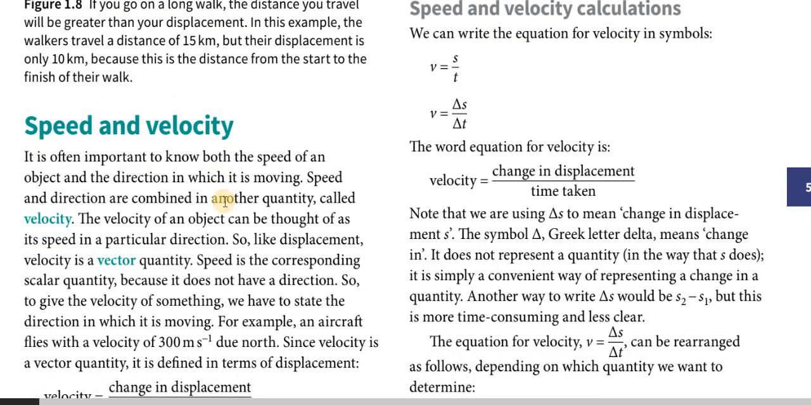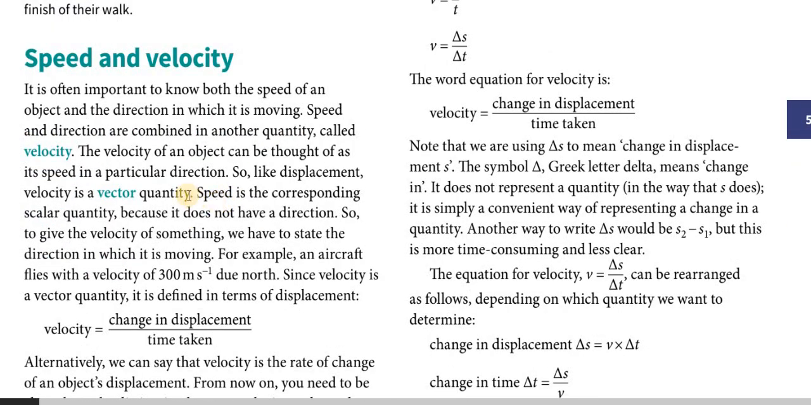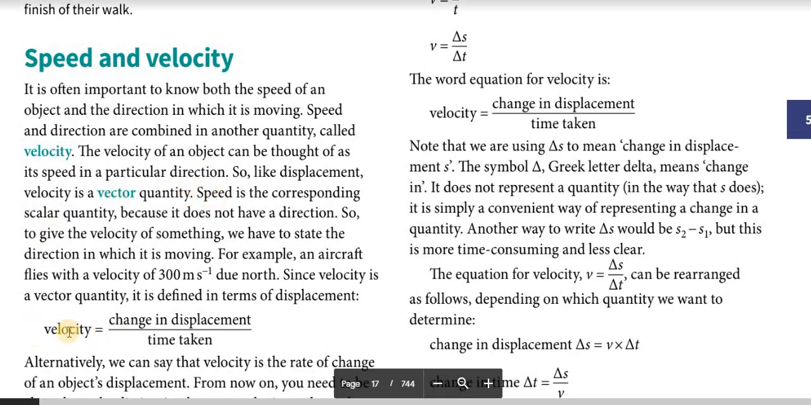Okay, then speed and velocity. You have to know this equation. Velocity is displacement divided by time. Speed is distance divided by time. Velocity is displacement divided by time, change in displacement divided by time taken. Velocity is a vector quantity.